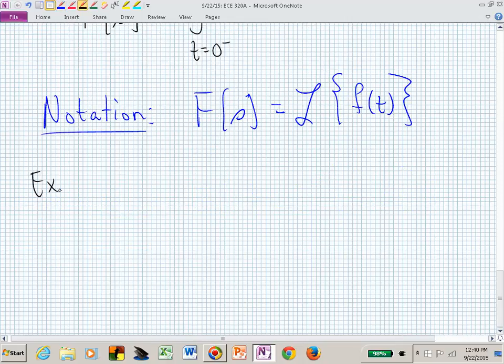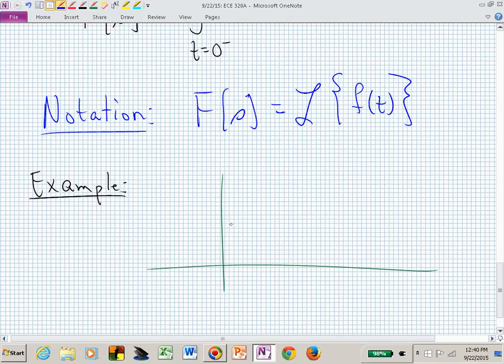Here's our example. Suppose that we have a waveform that looks like that. And what is that waveform? Does it have a particular name? It has a magnitude of 1, or of unity, and it steps up at 0. That's the unit step. And we typically might label that as u of t.